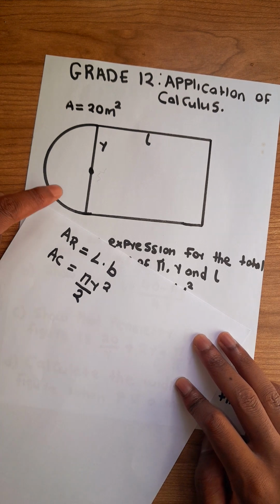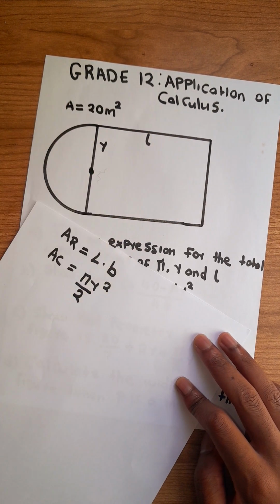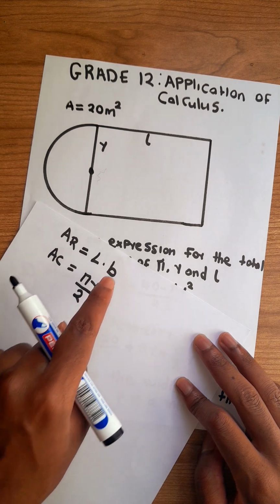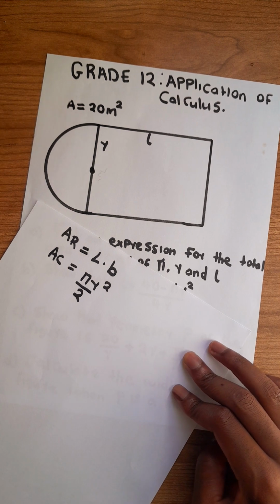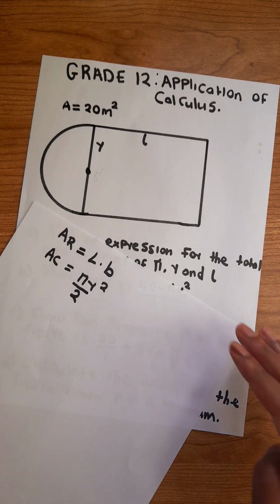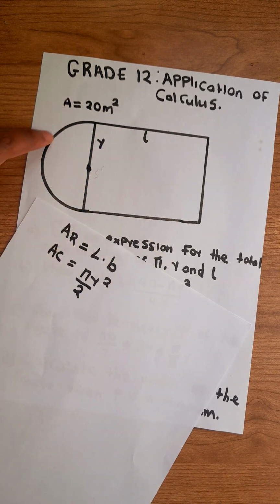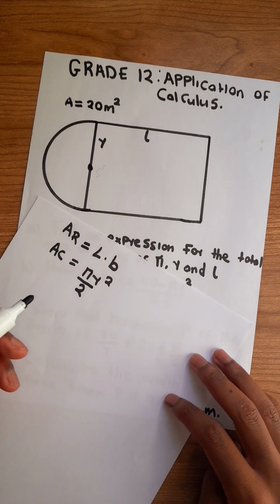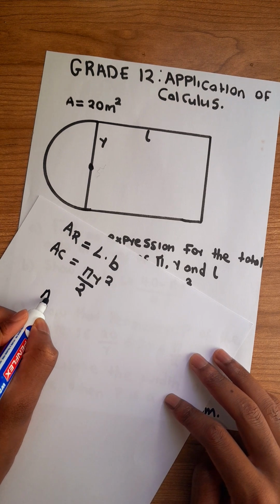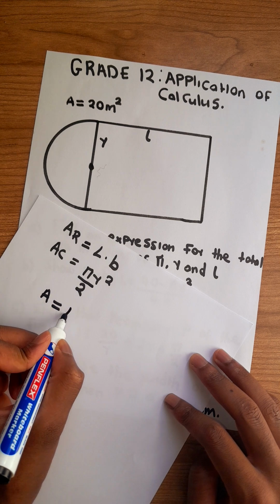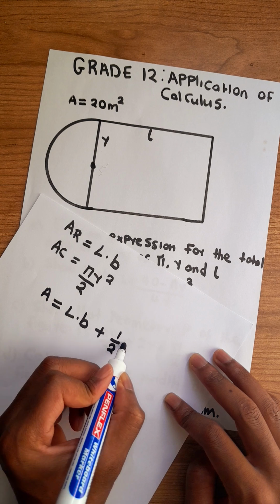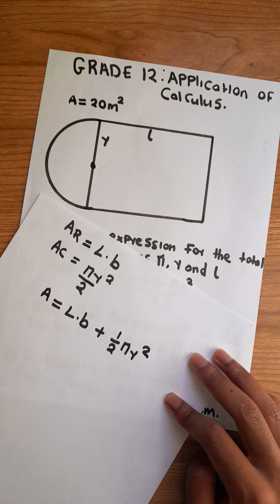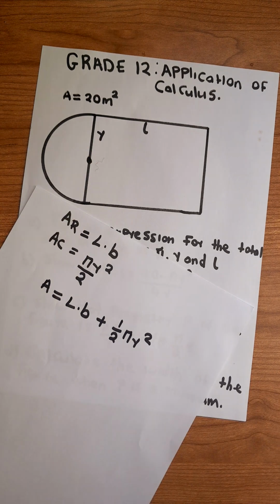Now, we know that for the area of this entire thing, we're going to add these two areas. Why are you talking about areas? Because they've given me that the area is 20, so I just want to know the formulas of area. The area of this total stage is going to be length times breadth plus 1/2 pi r squared. It is the area of these two, and I'm going to add the areas because these two are added.